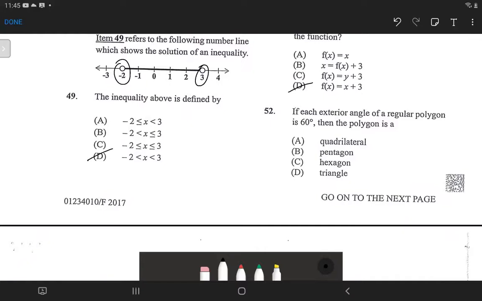If the exterior angle of a regular polygon is 60 degrees, then the polygon is a hexagon. Recall the exterior angle theorem.